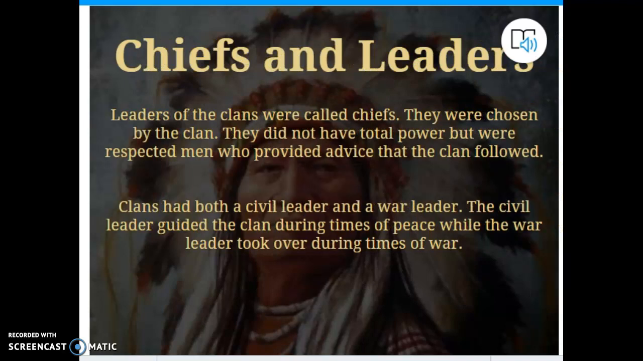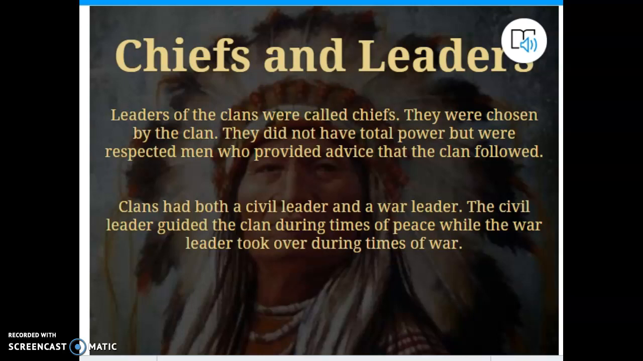Chiefs and leaders. Leaders of the clans were called the chiefs. You can see in the background an example of what a chief might look like. They were chosen by the clan. You'll read a little later on that they were typically chosen by the women. The women voted in who the chief was.